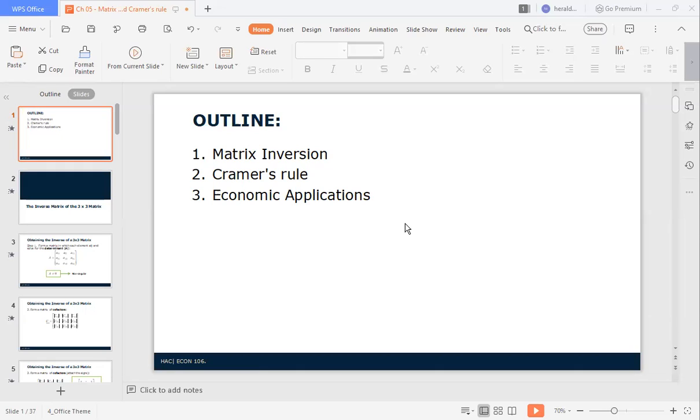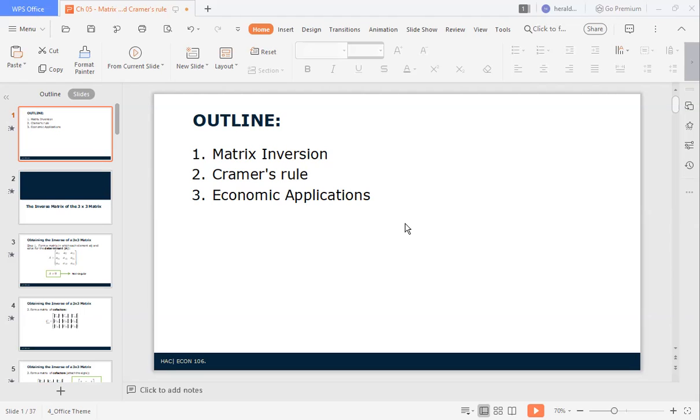The outline of the discussion is as follows. We'll discuss today matrix inversion, Cramer's rule, and also some economic applications. Now, these economic applications, class, are not yet referring to the input-output model because that will require a discussion on Leontief's inverse. So these economic applications are just how we apply matrix inversion and Cramer's rule to economic analysis.